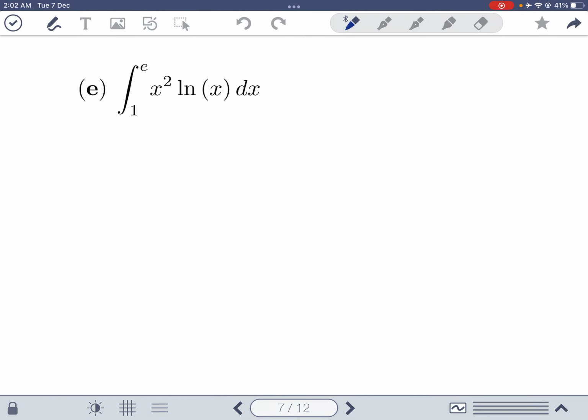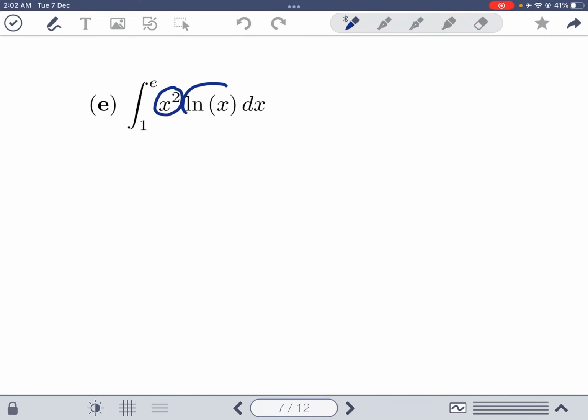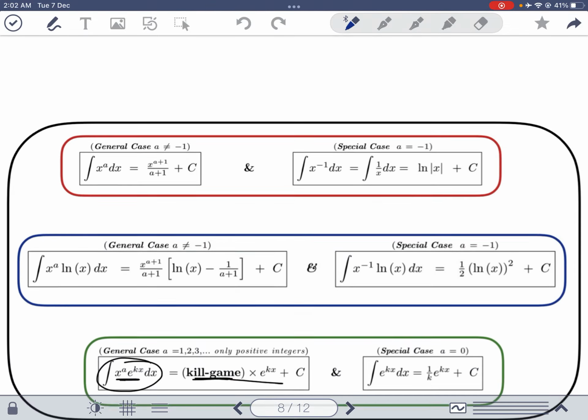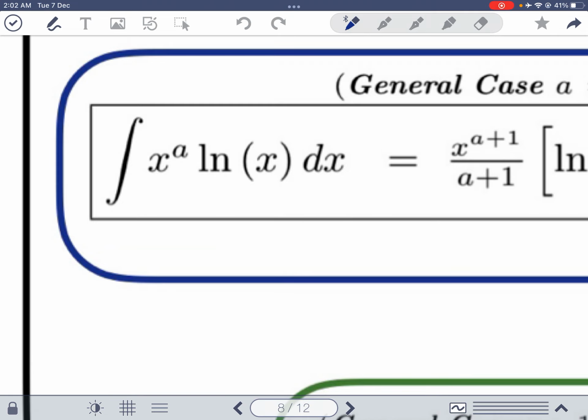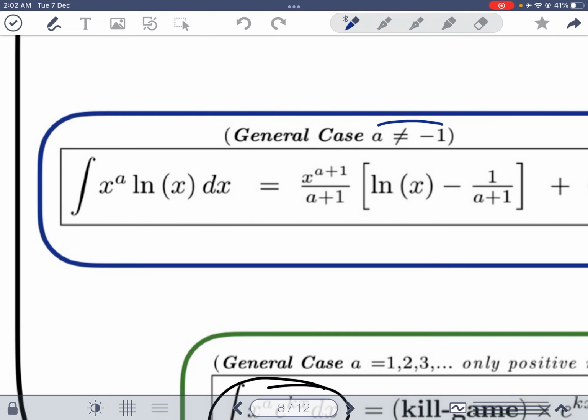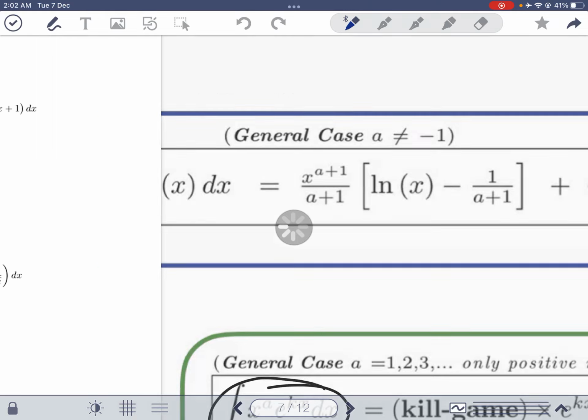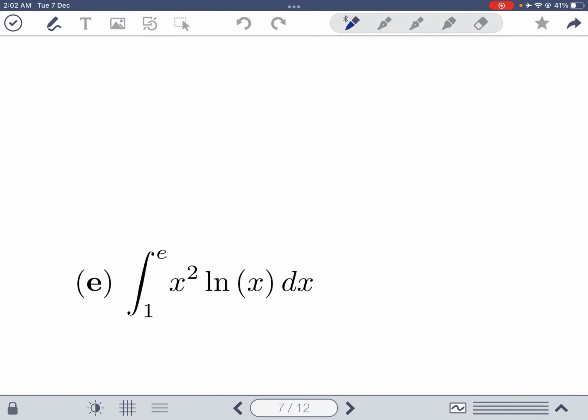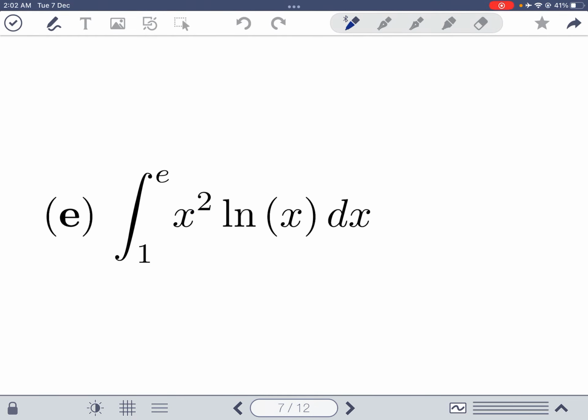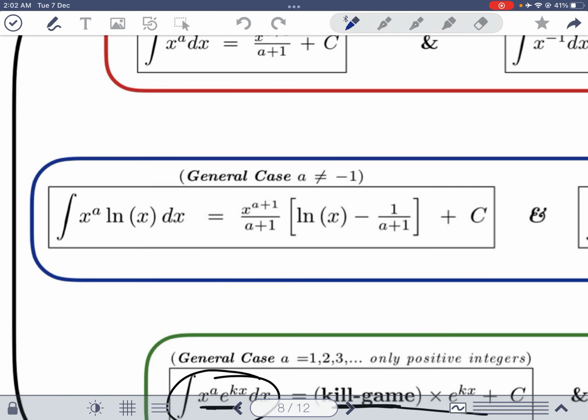Okay, now we are in part E. This is an integral where we have power and logarithm. Power and logarithm has a rule here, and it applies when a is not -1. So the power -1 is the bad power for log and for the power function. It's the one that has a special case, but any other power is fine. And in our case, the power that we have here is 2, x squared, so it will be the general case.